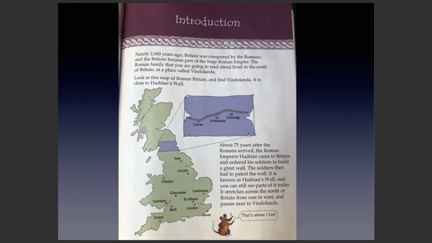About 75 years after the Romans arrived, the Roman Emperor Hadrian came to Britain and ordered his soldiers to build a great wall, basically to make sure that nobody from the north could come and attack the Romans. The soldiers then had to patrol the wall, and it is known as Hadrian's Wall. You can still see parts of it today. It stretches across the north of Britain from east to west and passes near Windolanda, and we have Minimus telling us that that's where he lives.